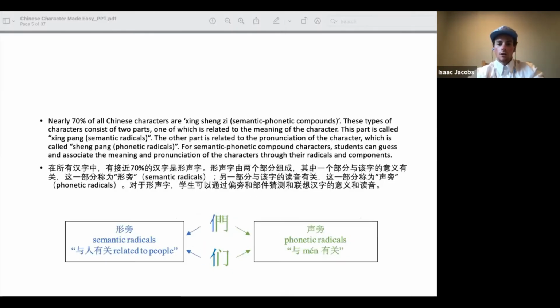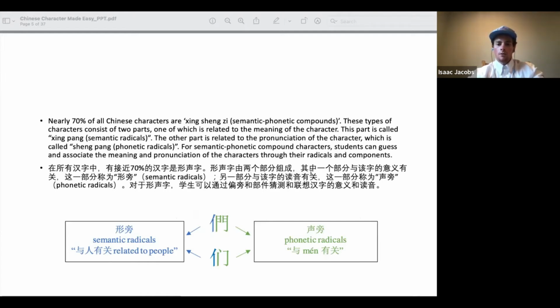Nearly 70% of all Chinese characters are xing sheng zi, semi-phonetic compounds. These types of characters consist of two parts, one of which is related to the meaning of the character. This part is called xingpang, semantic radical. The other part is related to the pronunciation of the character, which is called shengpang, phonetic radical.